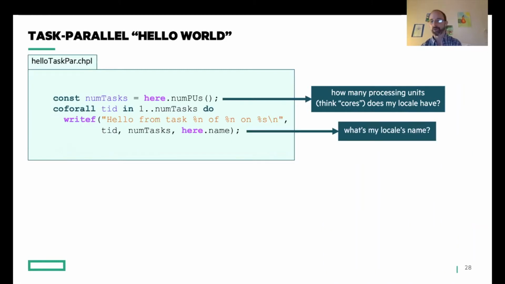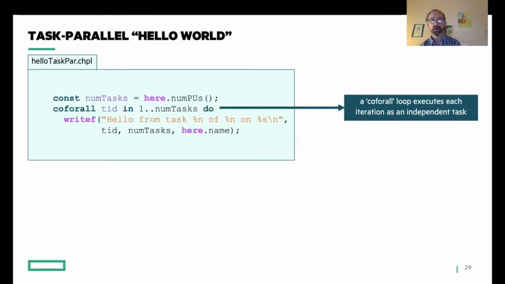You can also ask things like, what's my locale's name? Tell me the host name, essentially, of this compute node. So that's a way of introspecting about the system we're running on from within the language. It supports a really clean way to talk about things like how much memory I have, or what kind of resources I have.